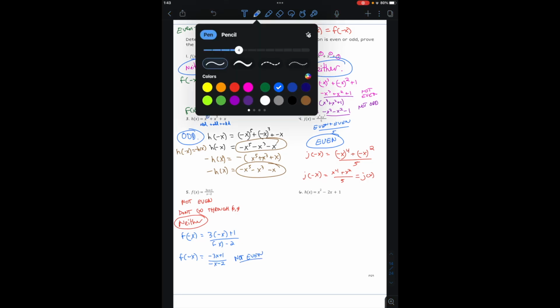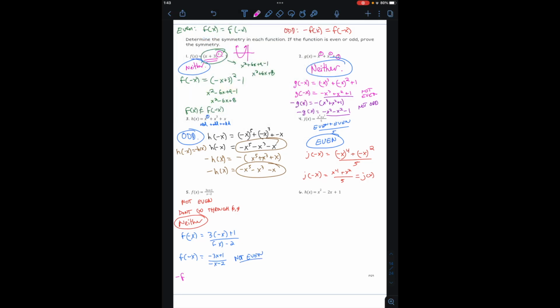Right. Let's check negative f of x, which would be equal to negative 3x plus 1 all over x minus 2. No matter where you apply that negative, it's not going to match everything else. We're going to get negative 3x minus 1 all over x minus 2 if we distribute it to the numerator. And that's just, it's not odd, it's not even, doesn't really match anything.